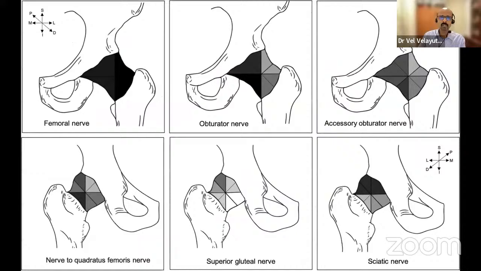So this picture just emphasizes the same thing. It's just in black and white. So the top row is the capsule and nerve supply for the front of the hip. The bottom row is the capsule supply for the back of the hip. So to reiterate, the front of the hip is femoral, obturator, accessory obturator. The back of the hip is nerve to quadratus femoris, superior gluteal nerve, and inferior gluteal and sciatic nerve. So those are the nerves we need to be thinking about in terms of providing pain relief.